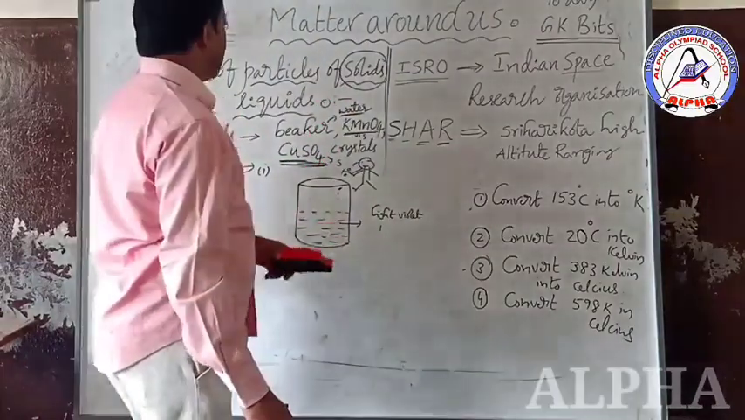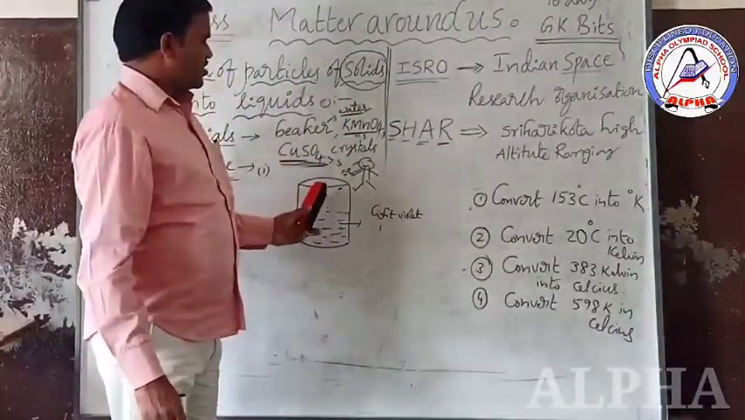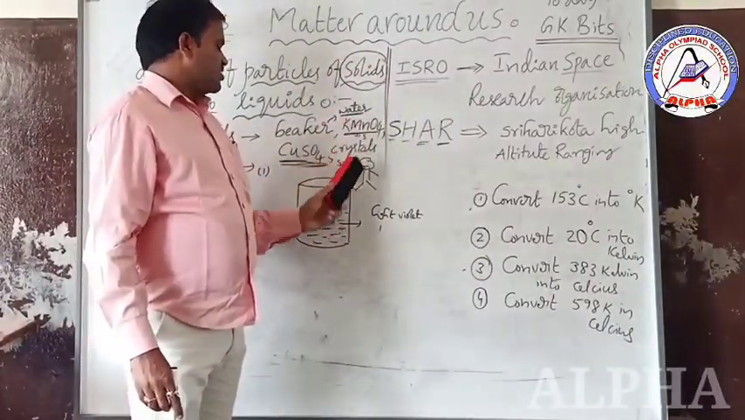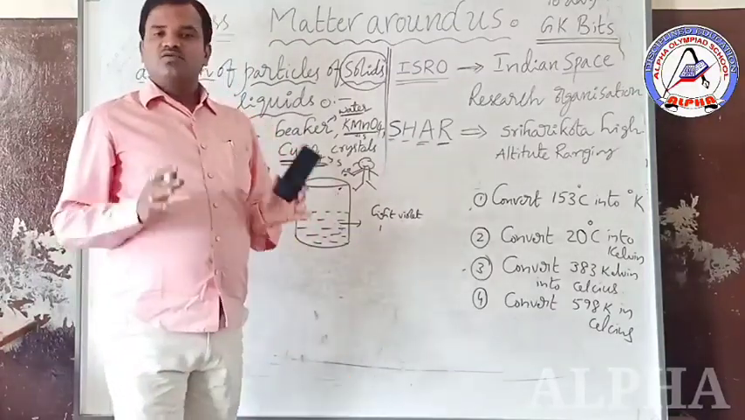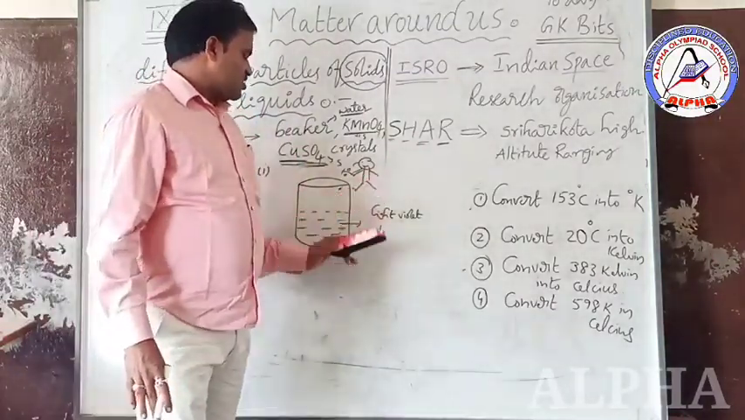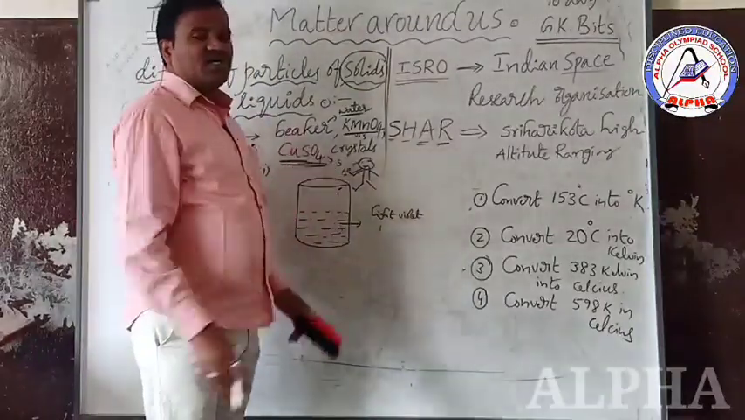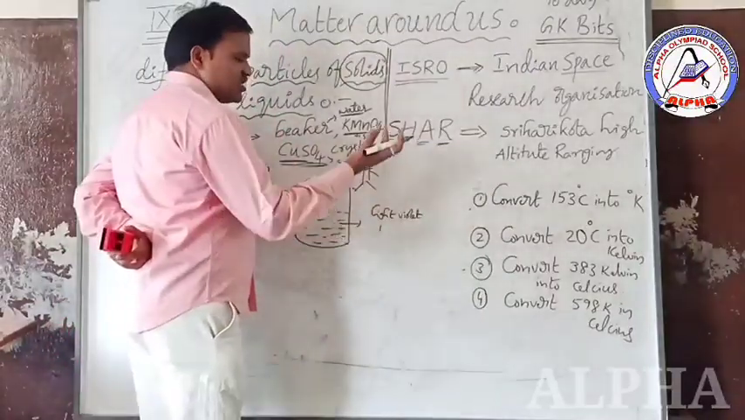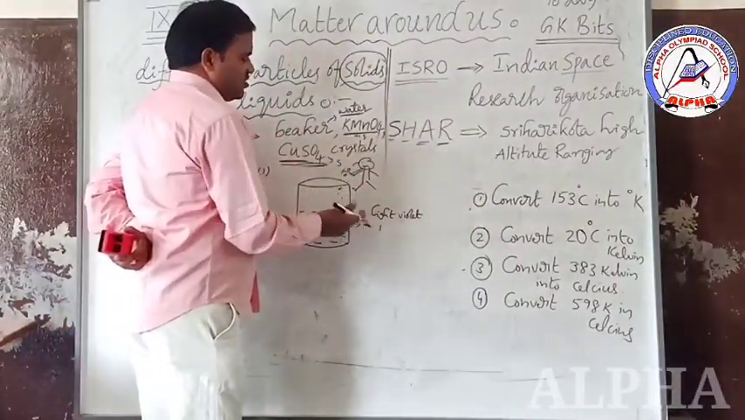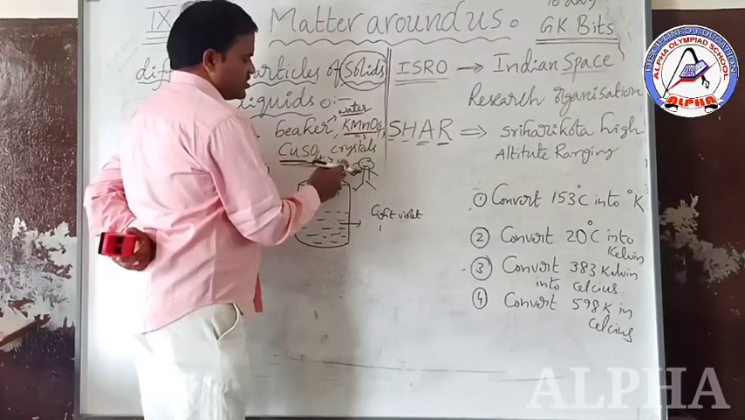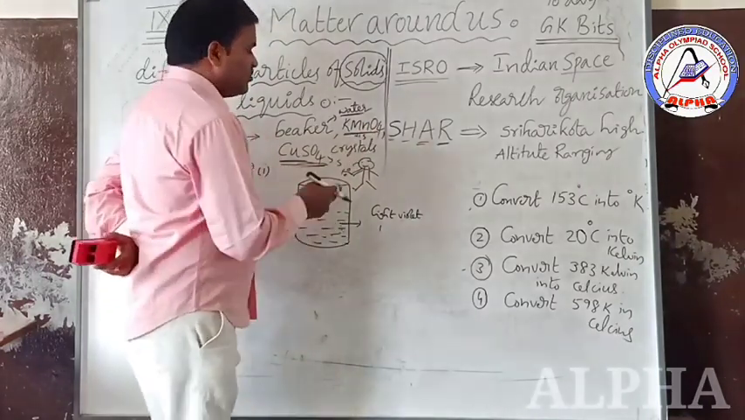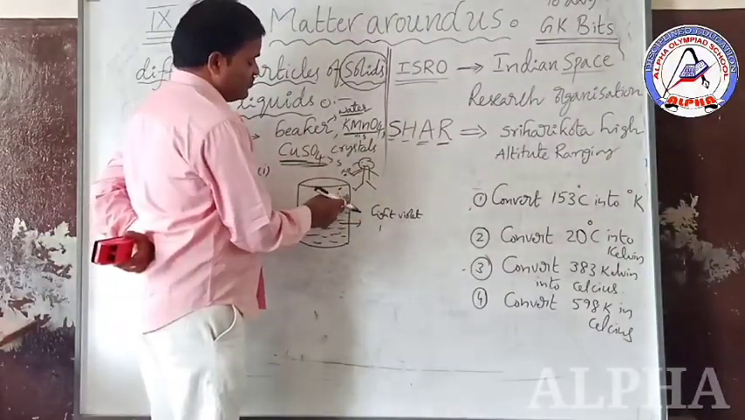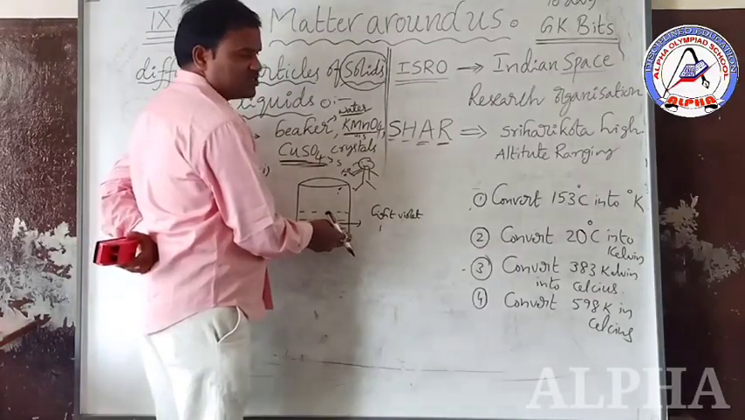Procedure: first take a beaker and fill it with water. Now add potassium permanganate crystals into the water. Now don't disturb the beaker. That means don't touch the beaker. Wait for some time and keep it at rest. After some time, these potassium permanganate crystals are dissolved in the water because they are diffused in the liquid. Liquid means water.